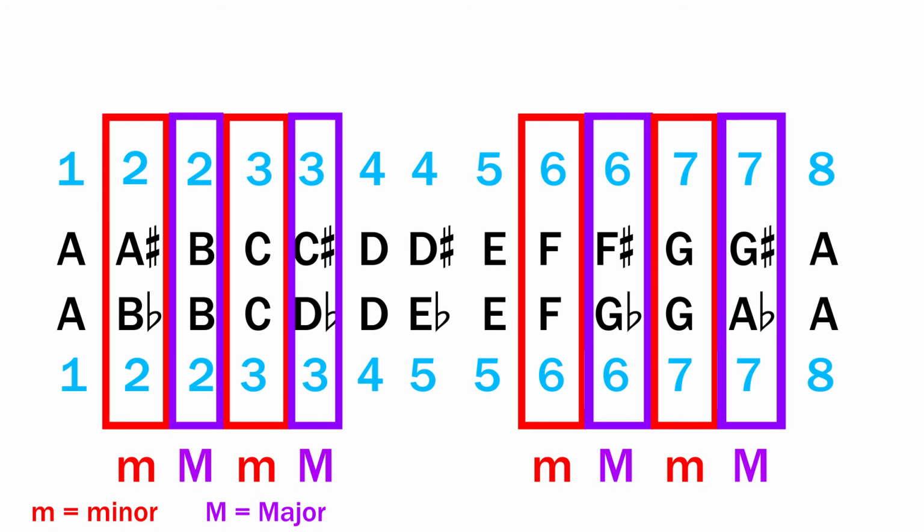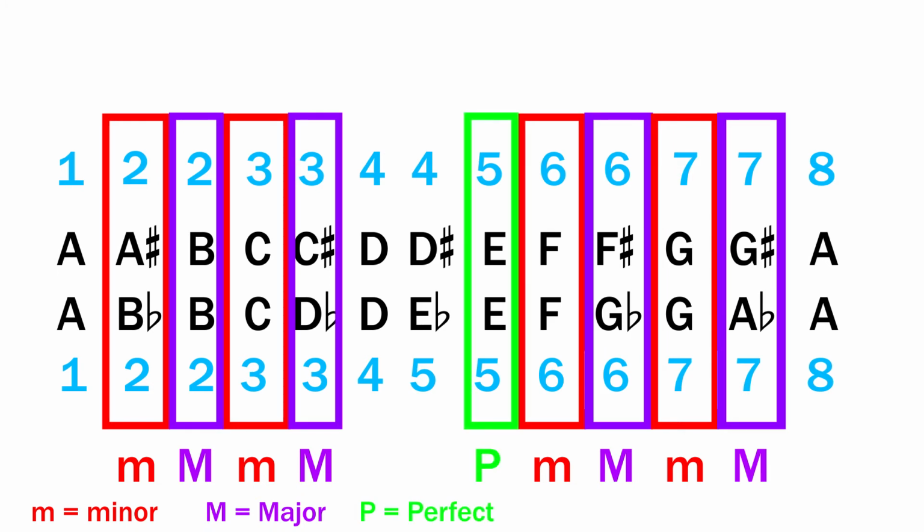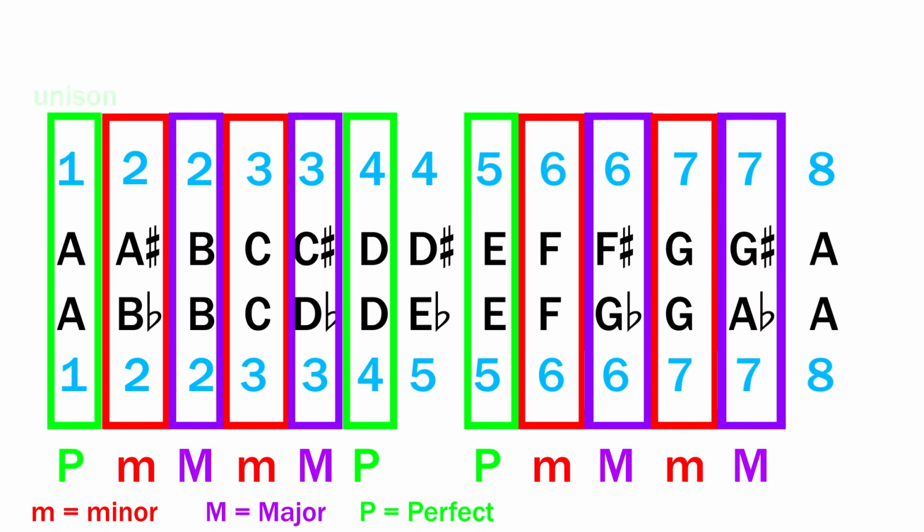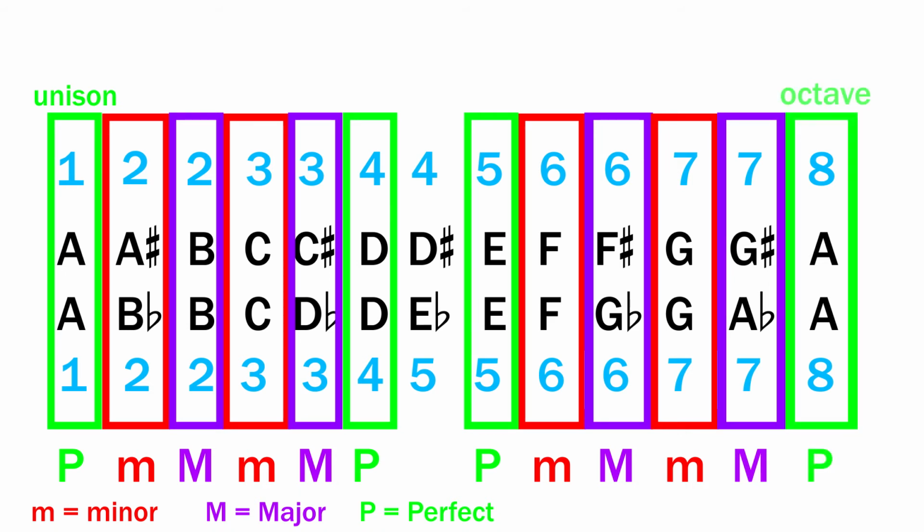We have a couple of gaps here, and these intervals use different names for quality. Apart from our tricky interval in the middle of 4th and 5th, we call all the other intervals perfect intervals. So the 5th becomes a perfect 5th, the 4th becomes a perfect 4th, the 1st becomes a perfect 1st, but we call it the perfect unison, or unison for short. Finally, the 8th becomes the perfect 8th, which we call the octave.